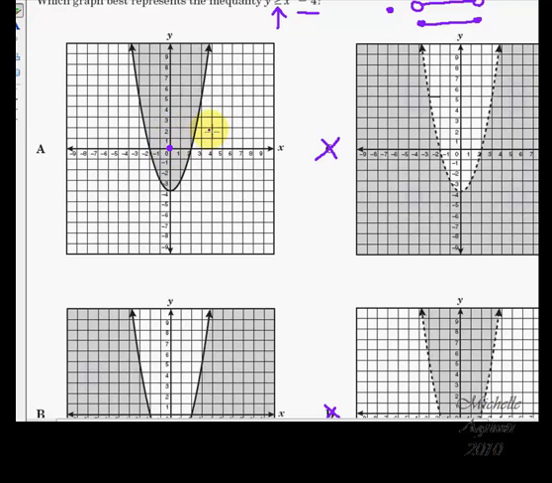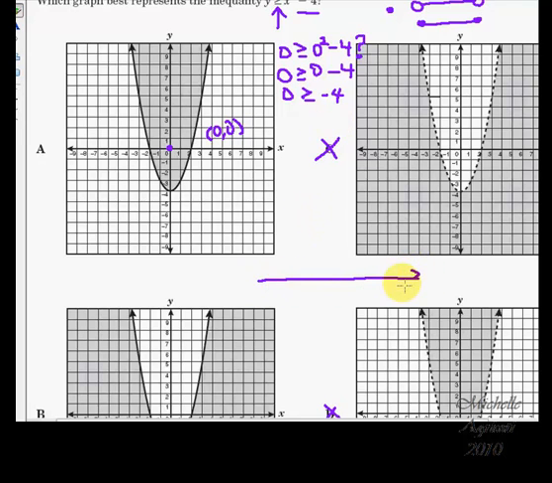My coordinates at the origin are 0, 0. So we just replace y and x with 0. So 0 greater than or equal to 0 squared minus 4. The left side's already simplified. 0 squared is 0, and 0 minus 4 is negative 4. Now I want to know, is this true? Does this work? Is 0 greater than or equal to negative 4?